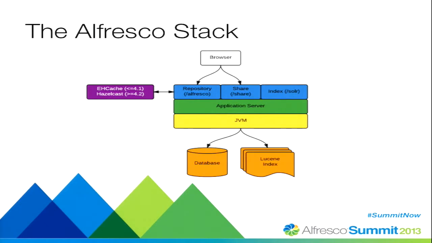Off to the side on the repository there is a cache tier. So it's really just a component of the web application, but I think it bears separate mention because it actually has some separate tools we can use to inspect and monitor it. For versions that are less than 4.1, of course, that's EHCache. And for those of you that are looking at 4.2, that's changed significantly. EHCache has been removed from the product, and all the caches are now handled by Hazelcast.